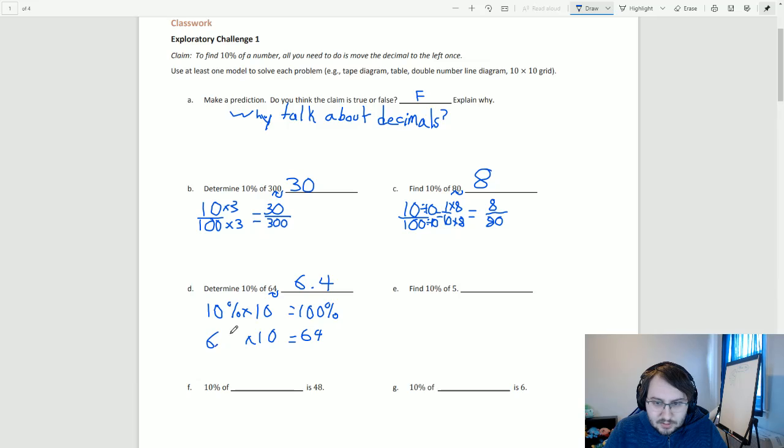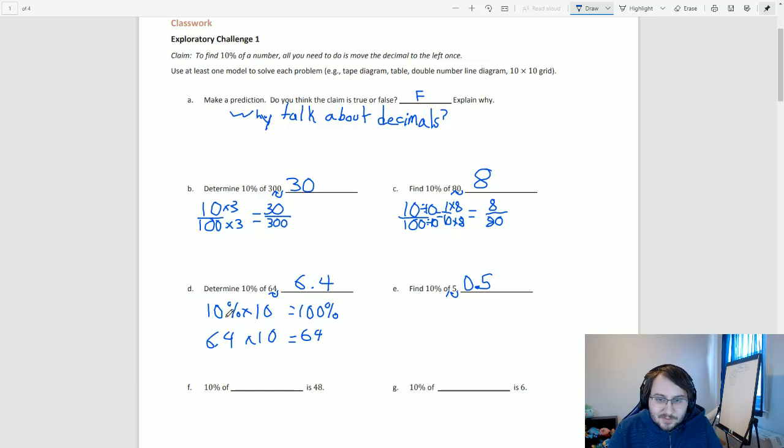6.4 times 10 is going to give me 64. And that means that I took my whole and I moved my decimal place over once. Okay. So then that means for this one, if I move my decimal place over once, I'm going to get 0.5, or again, I like to write it as 0.5. I like that leading 0. It looks empty without it. So I like to have that.